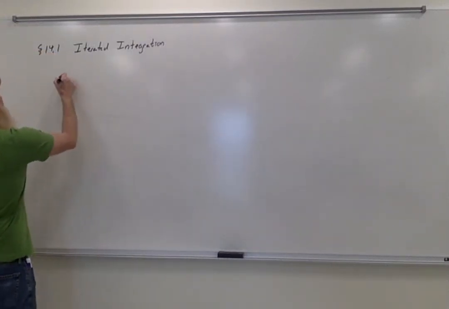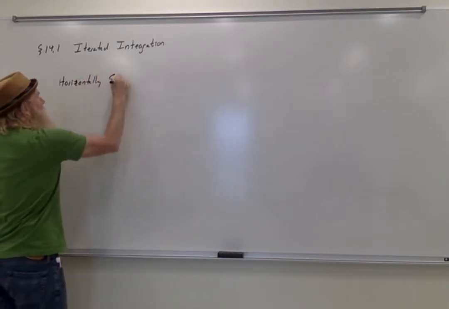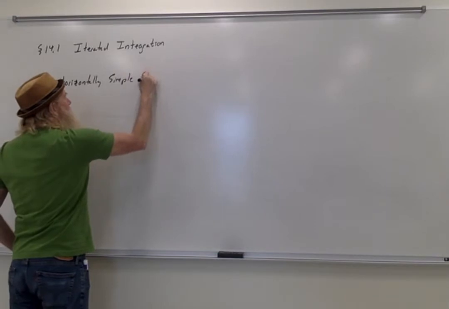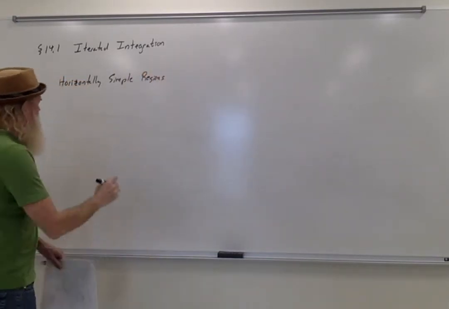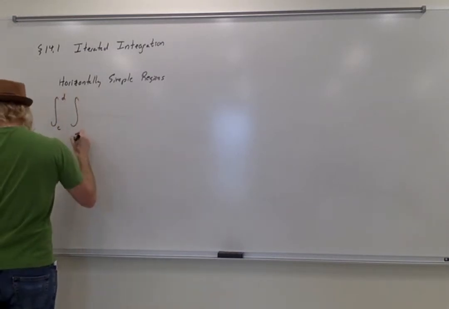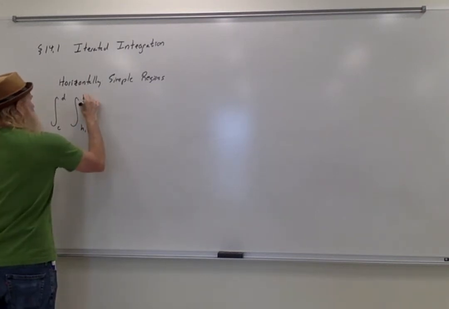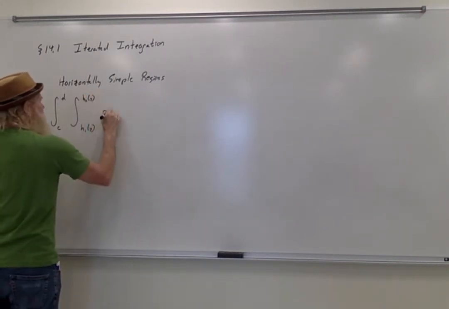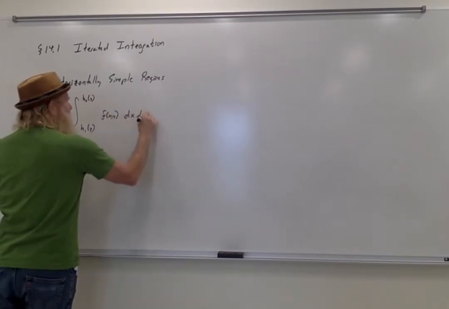Now, horizontally simple regions are going to have iterated integrals that look more like this. The integral from c to d, integral h1 of y to h2 of y of some function of x and y, dx, dy.